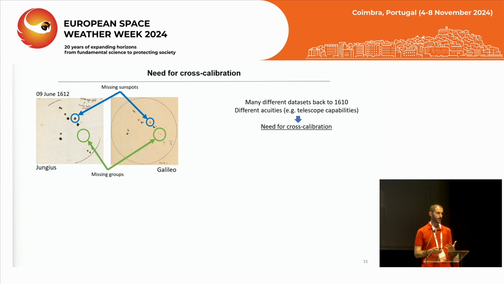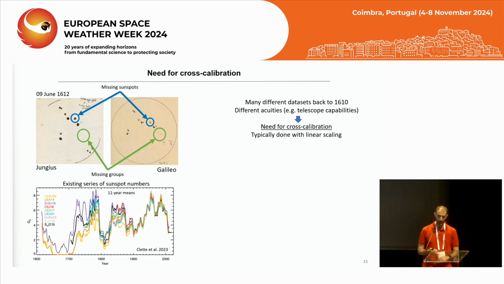We need to cross-calibrate the data to have a consistent time series. And that was typically done in the past by linearly scaling the data. And you can see some of the reconstructions here.